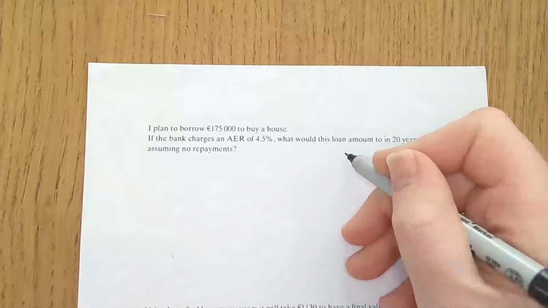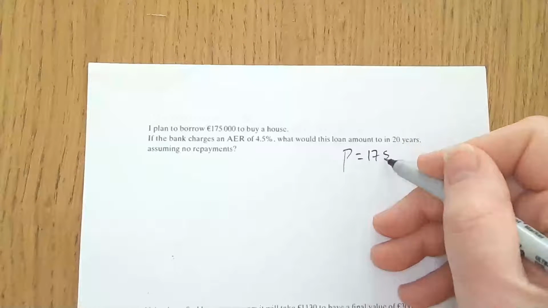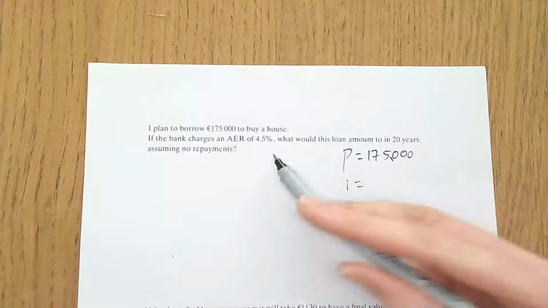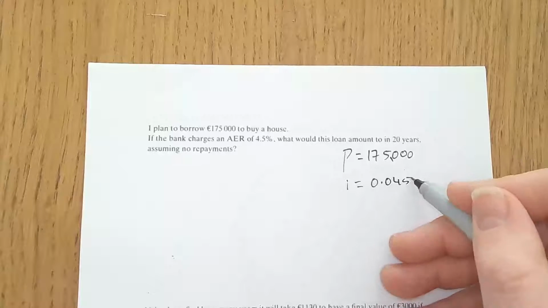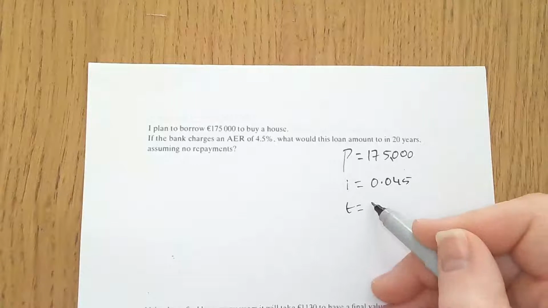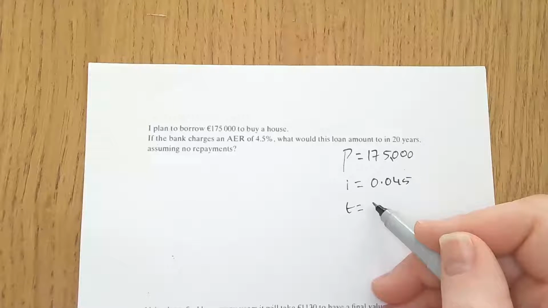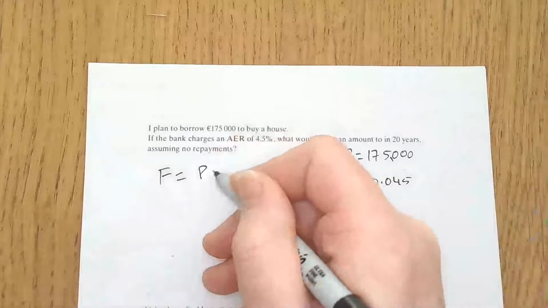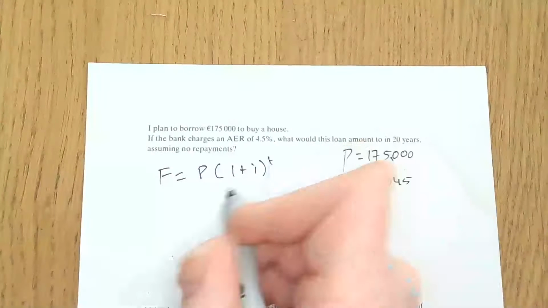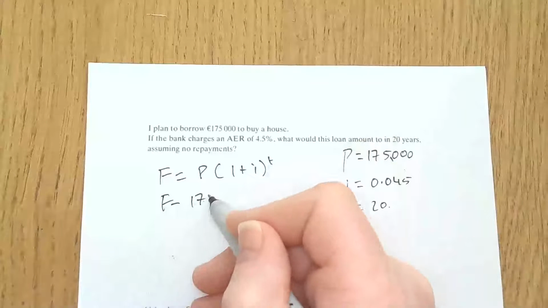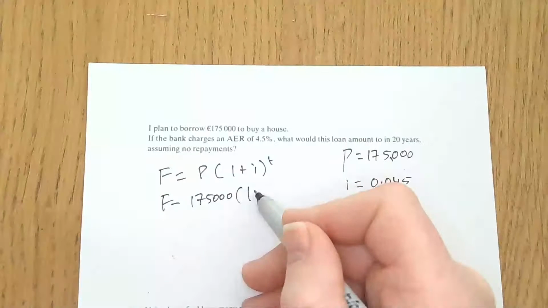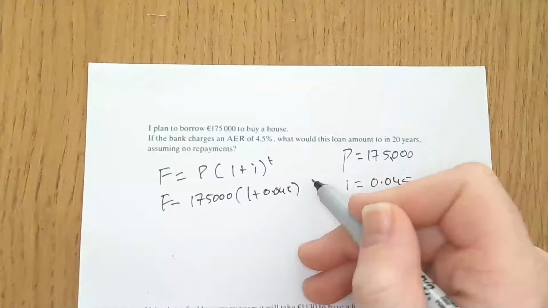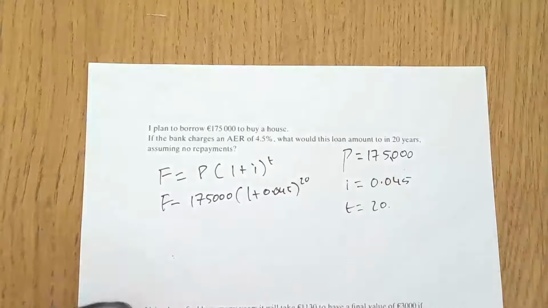Okay, so we have principal of 175,000. We have an interest of 4.5%, which is 0.045, and we have a time of 20 years, which, you know, it is what it is. It's 20 years. Okay, so final amount is equal to principal bracket 1 plus I to the power of t. So the final amount is equal to 175,000 on 1 plus 0.045 to the power of 20. So that's going to be a lot of money, the poor fella.